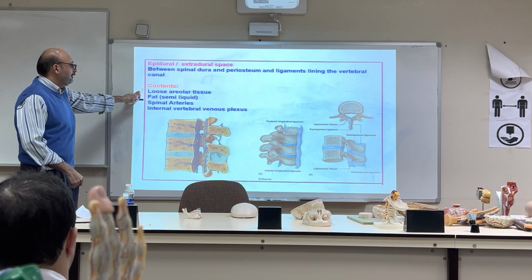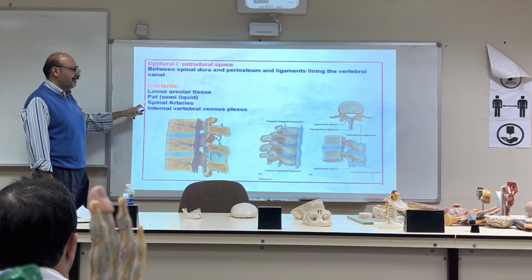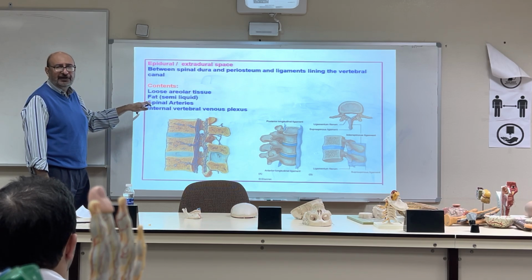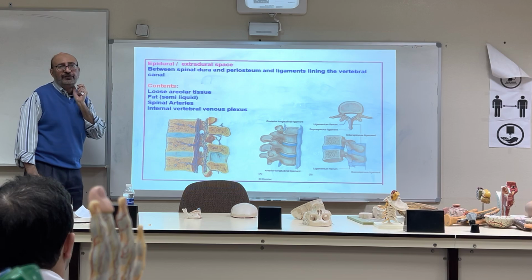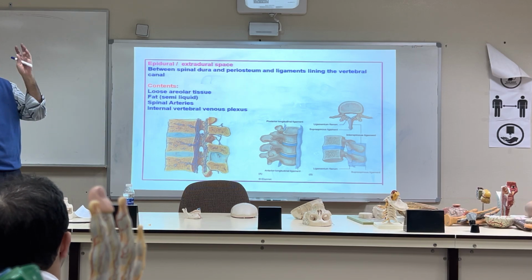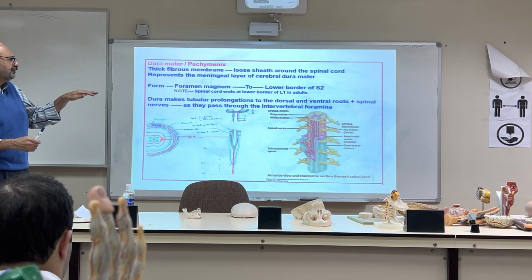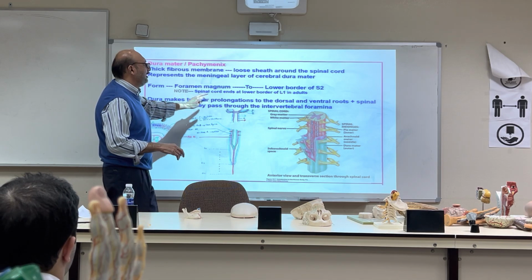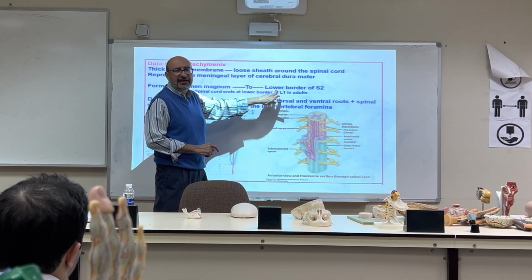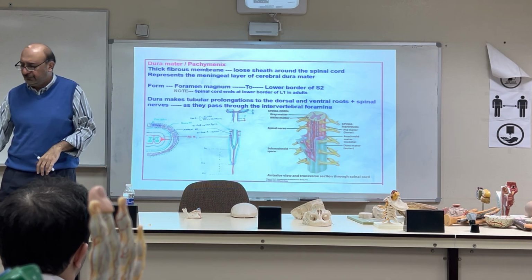The contents of the extradural space, outside the dura, are loose areolar tissue, fat in a semi-liquid form, spinal arteries, and the internal vertebral venous plexus. Dura mater is one of the thick layers. You know most of its characteristics. The most important point to remember is that at nearly S2 is the ending point of the dura and arachnoid, both.